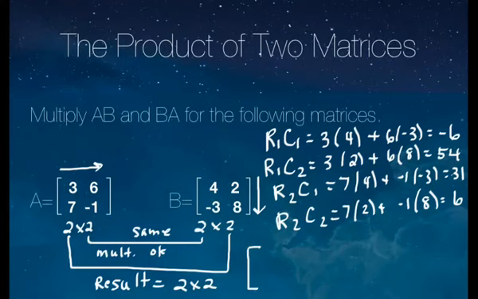A 2 by 2 has four positions. It's row 1, column 1. Sorry, row 1, column 2. This is going to be row 2, column 1. This is going to be row 2, column 2. Now, I don't need to write this out, but this is how we organized ourselves in doing all this multiplication.